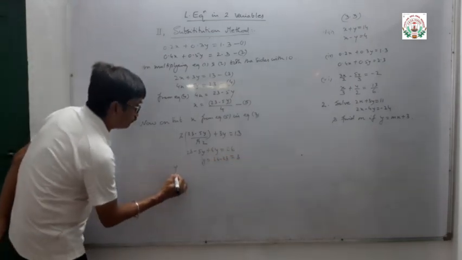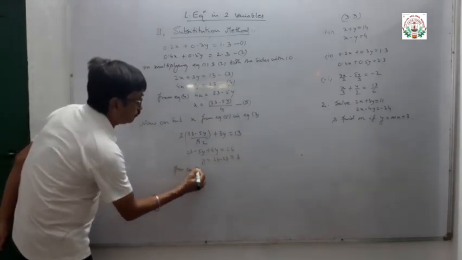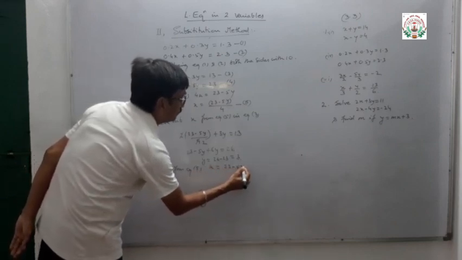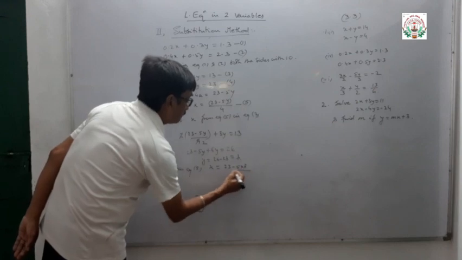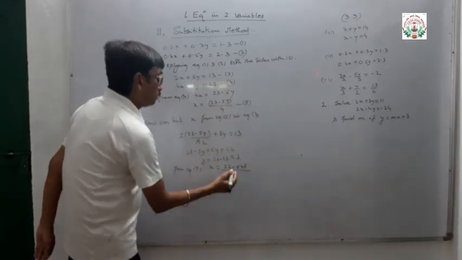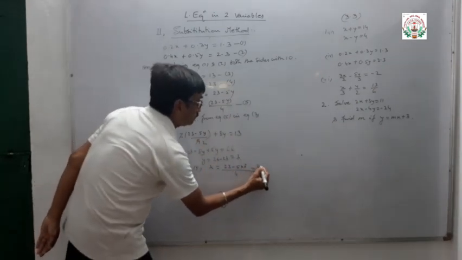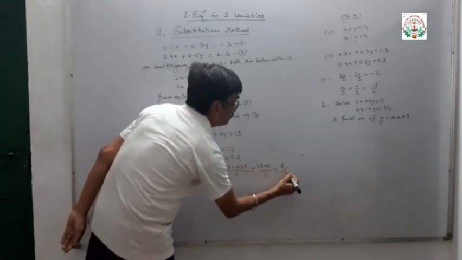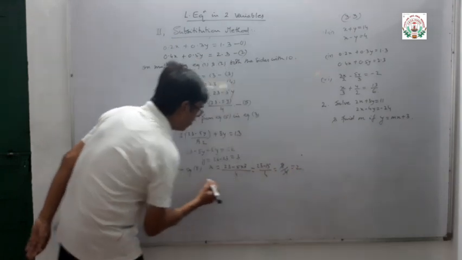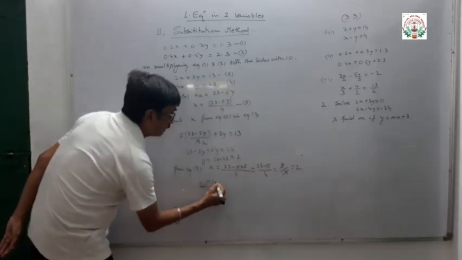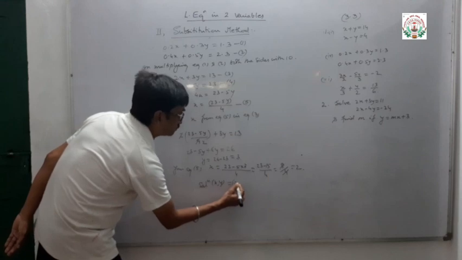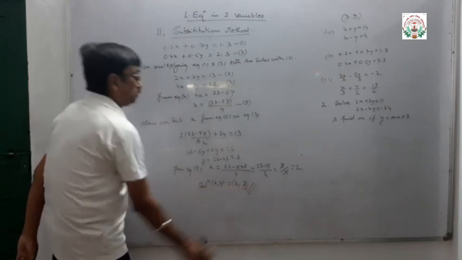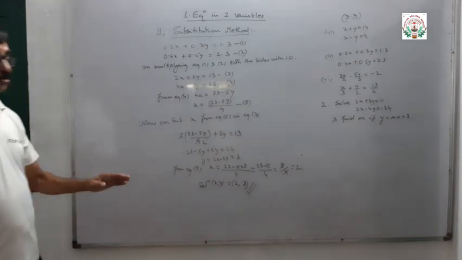Now from equation 5, x is equal to 23 minus 5 into 3, as the value of y is 3, upon 4. That is 23 minus 15 upon 4, 8 divided by 4 equals 2. So our solution is x comma y, the value of x is 2 and the value of y is 3. Now let us check whether our answer is correct or not.